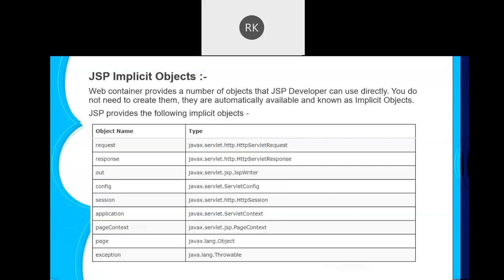So this is an interface. And the same is the case with the response. And we already have an out object predefined there, of type JSP writer. Let's suppose we want access to the servlet config. We already have a predefined object named config in the JSP, so we can use it directly.